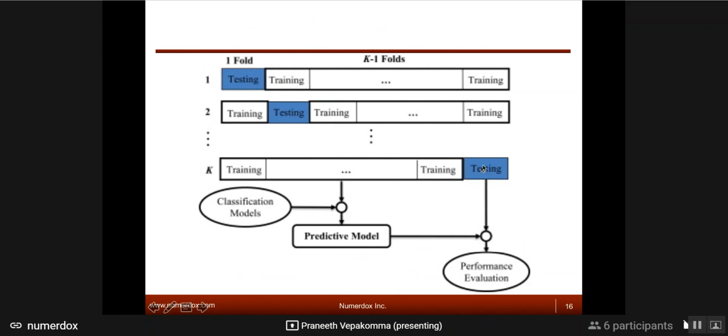In the end you leave the kth chunk out as your validation set. You train on all of this and you test on this and write down the error. You average all the errors that you got on each of these chunks. Every time you're leaving one fold out; this chunk is called a fold. Fold, chunk, same thing. You average those errors. That is your prediction performance.